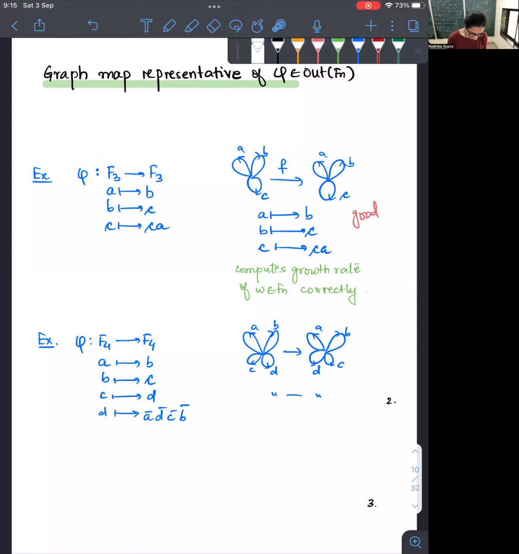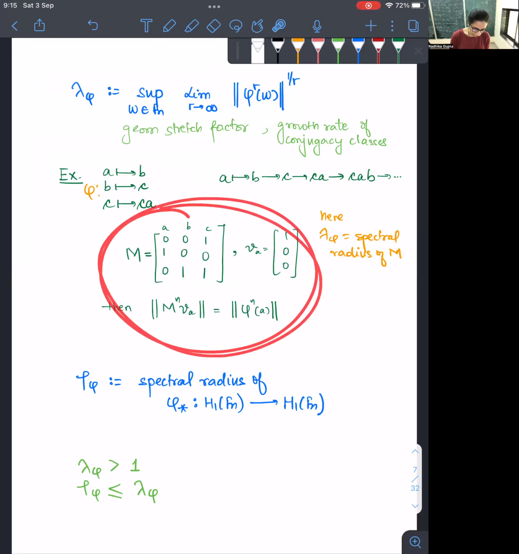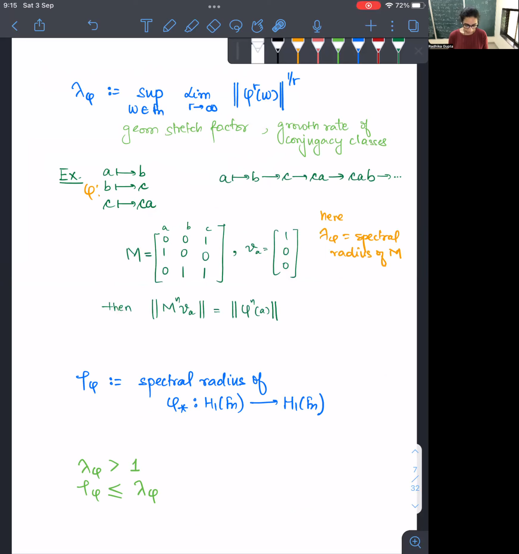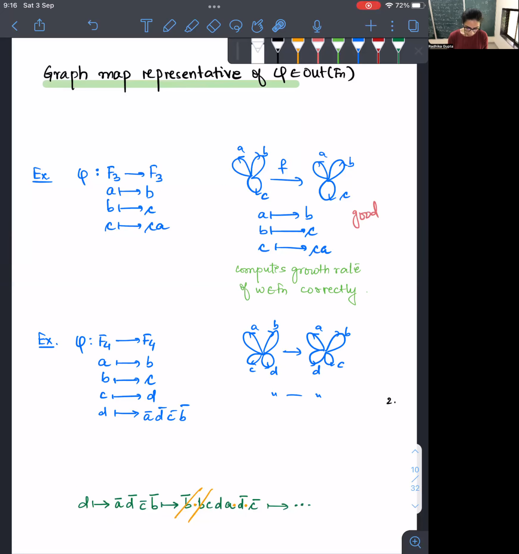Whereas in the second graph map, if I just keep applying my map, D goes somewhere, and then I apply phi again, then it goes somewhere, then I start seeing cancellation. So if I do this matrix computation, just by writing the matrix for the second graph map, the growth rate or the lengths of elements under phi will not be faithful because the matrix is not keeping track of these cancellations. So the growth rate is not computed correctly. So this is a bad graph map.